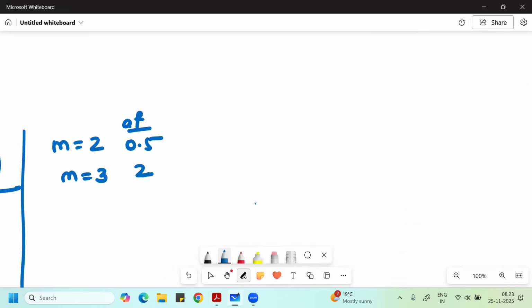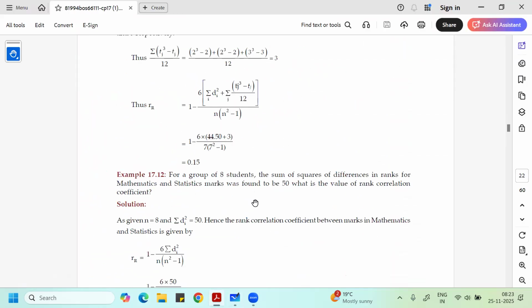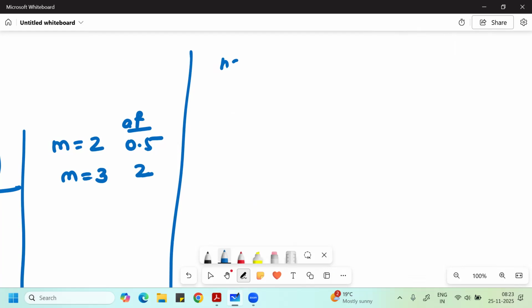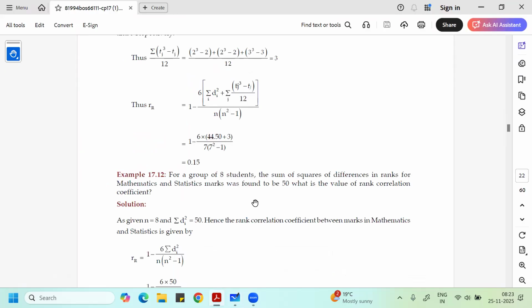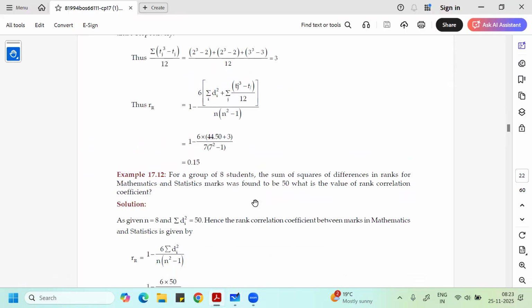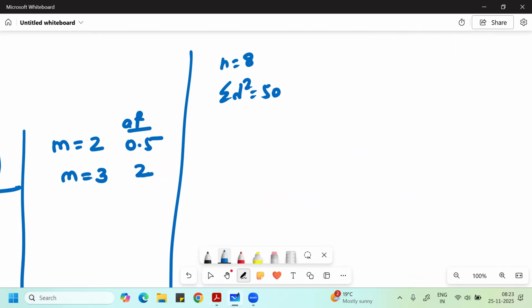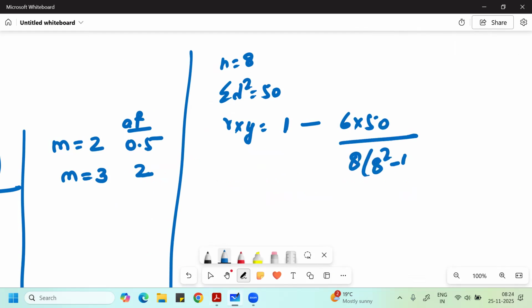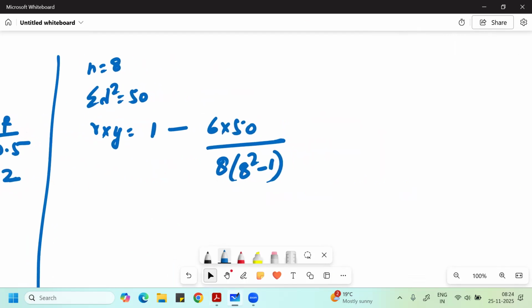Now here, if you see the example 17.12, what they've given is n is 8 and the sum of d square is 50, and they're asking you the r value. So the r value you can find, right? 1 minus 6 into sum of d square, which is 50, divided by 8 into 8 square minus 1. Solve this, you will get the answer. Everyone, you can do this, right?